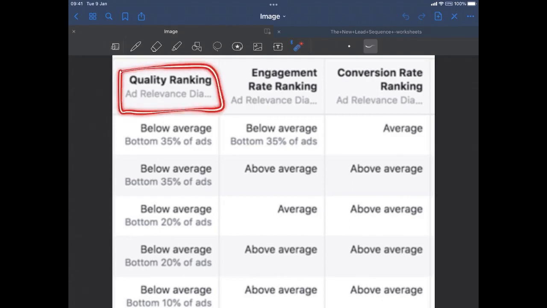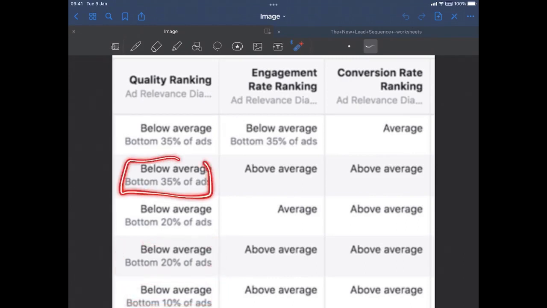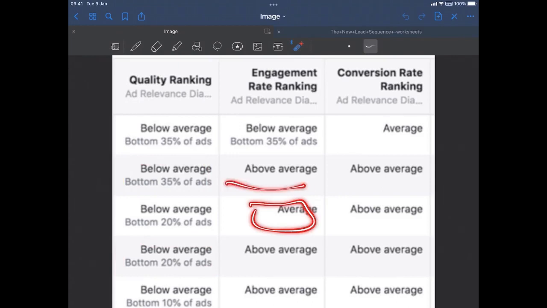So I might look at things like the creative that I'm using. I might look at the copy and the language that I'm using. I just kind of drill down into some of that in a bit more detail to see if I can get this from bottom 10% up to bottom 20% and then up to below the bottom 35% and then average and then above average. But it's very, very rare that you're going to see everything that is all above average.